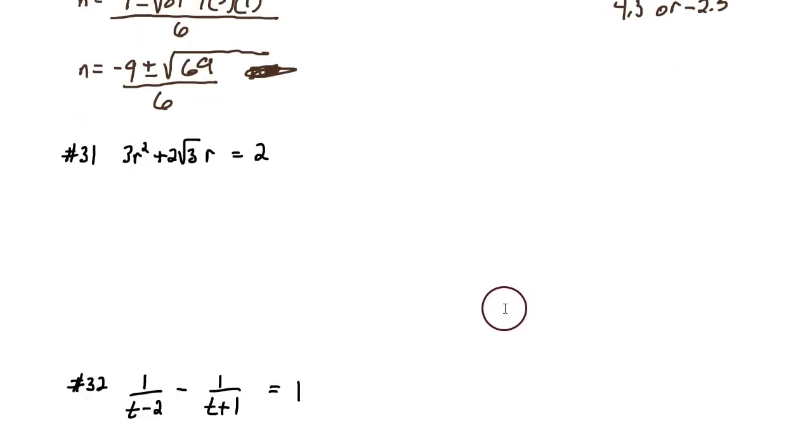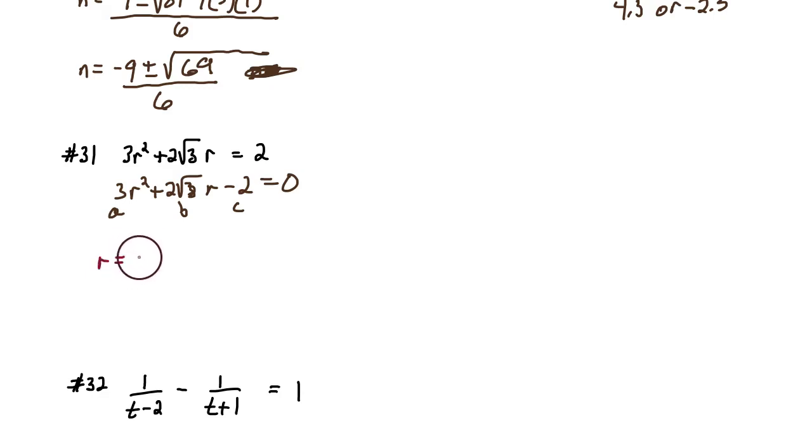Number 31, we're asked to solve the equation. Let's put it in standard form by subtracting the 2 so that you get a 0 on the right side. Now we can see that A is 3, B is this number here in front of the R, and C is this number, the negative 2. Let's use the quadratic formula again. It's working really well for us.